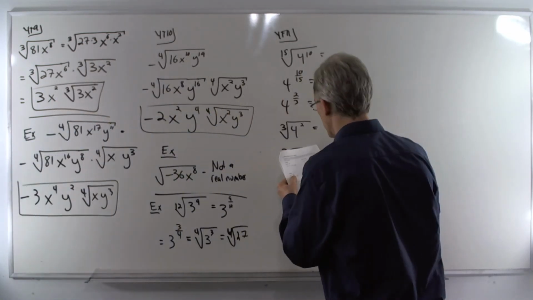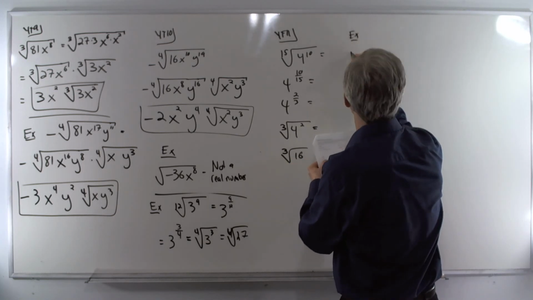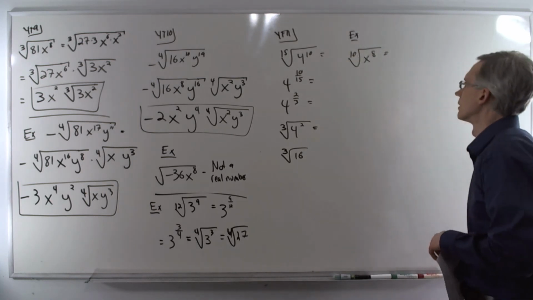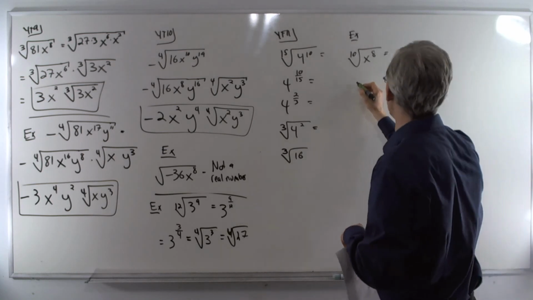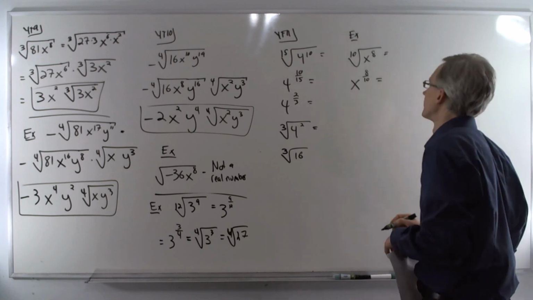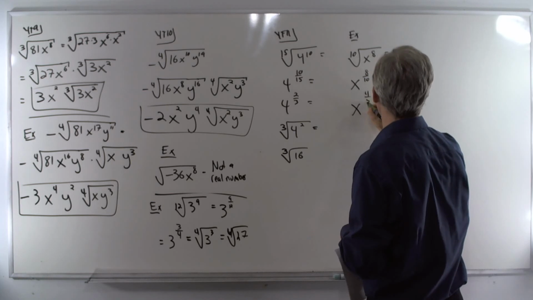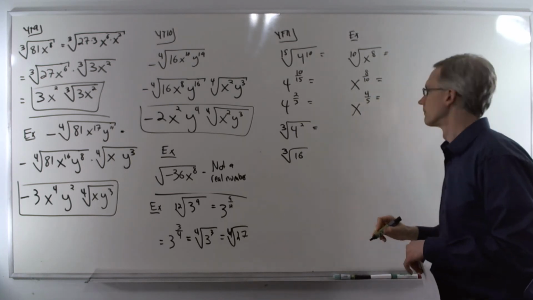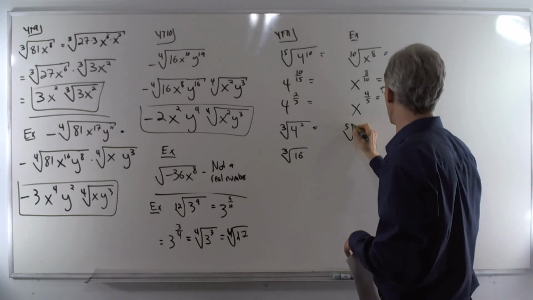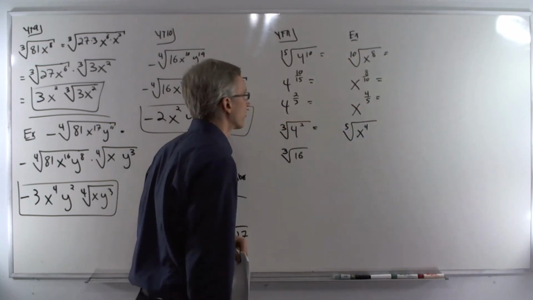Now let's try this with a variable in there. All right, the 10th root of x to the 8th power. Convert to rational exponent form. That is x to the 8/10 power. Now we can reduce this fraction to x to the 4/5 power. And now we can convert back to radical form. 5 is the index, and x to the 4th power. 5th root of x to the 4th.